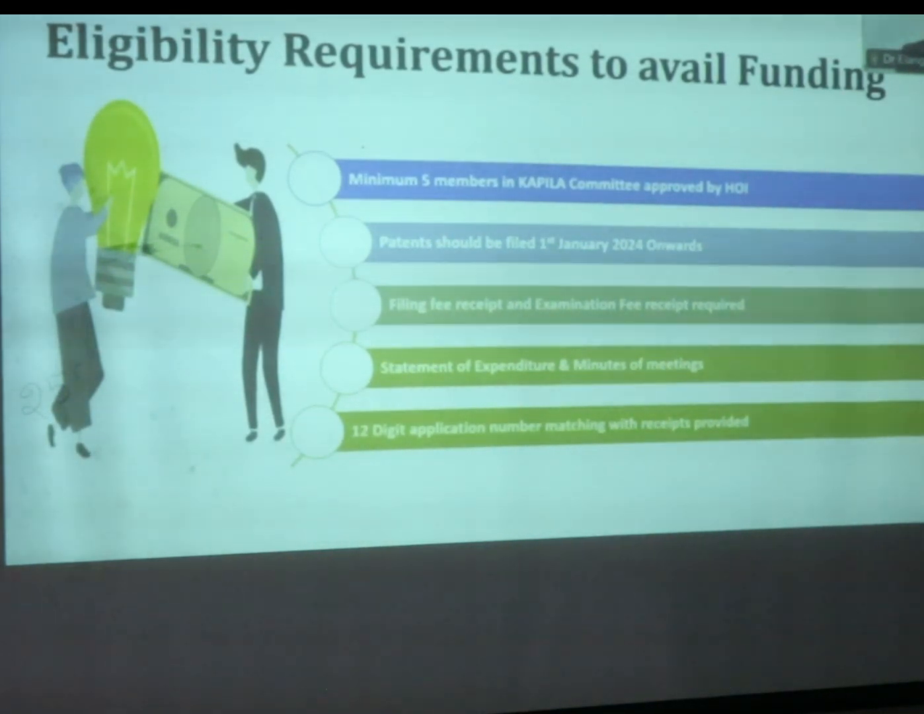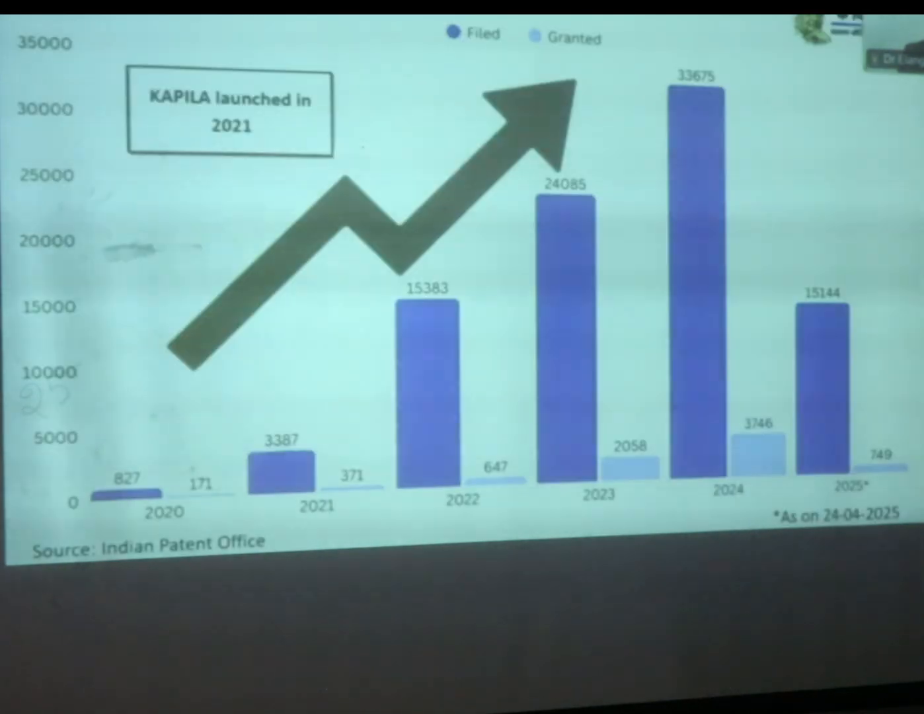We are also looking forward to a few updates of the scheme, which you will shortly see on our website in the next one or two months. You can submit your statement of expenditure and minutes of meeting. We don't intervene in your IP part, but we request the institute and the department to take a call on the patents you want to submit through the Kapila scheme. Usually we validate through the 12-digit application number matching with the receipt. You can look at it as of yesterday's data.